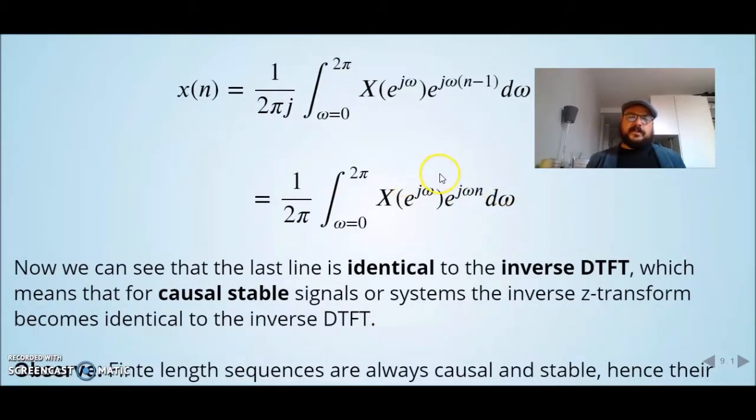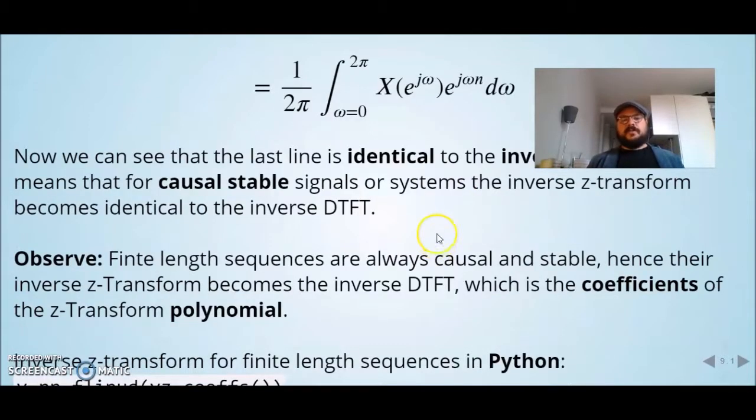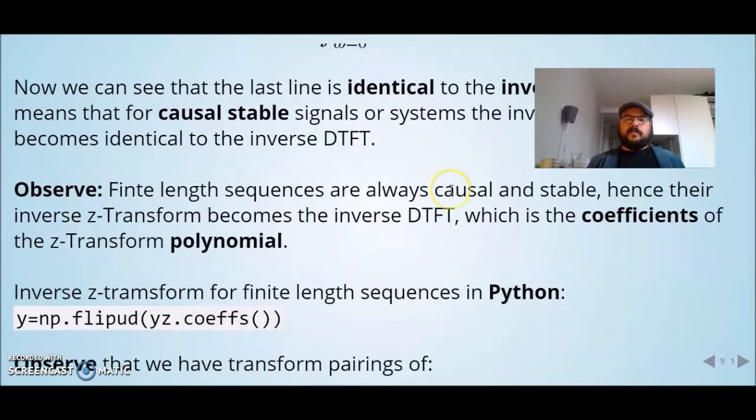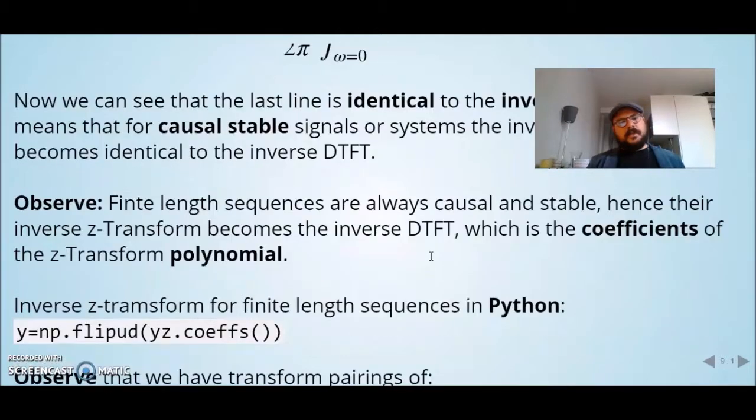And we have that the inverse Z-transform for causal stable signals or systems becomes identical to the inverse DTFT. So in practice, all finite length sequences are always causal and stable, and their inverse transform becomes the inverse DTFT, which are the coefficients of the Z-transform polynomial. And we can also use Python to get the coefficients of the Z-transform polynomial.